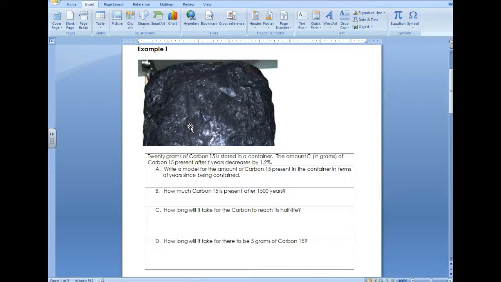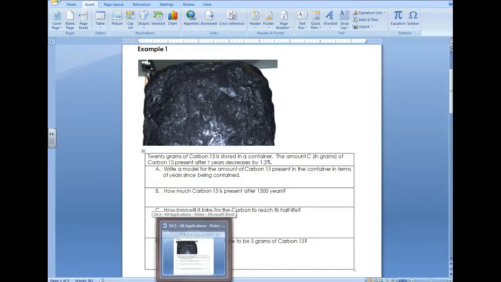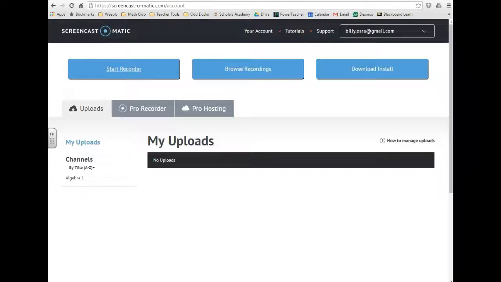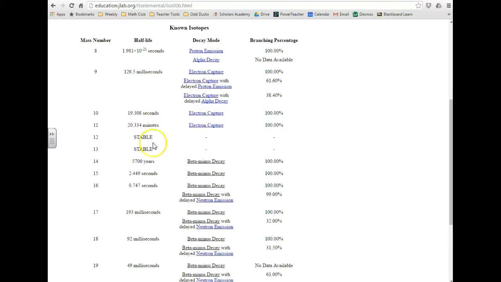Carbon has many isotopes. Some of them are stable and they will last a long time. Carbon-15 actually isn't one of them. Carbon-15 has a half-life of about 2.5 seconds. Pretty unstable. It's not as unstable as some of the others that have a half-life of milliseconds. Carbon-14 has a half-life of 5,700 years, so it's a bit more stable, and 12 and 13 are stable.